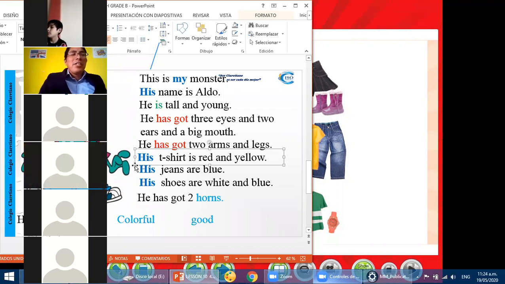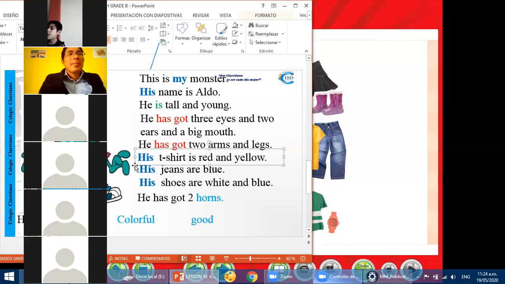Christopher, can you read please your monster? You have a camera? ¿Prendo mi cámara, profe? Yes, if you have camera, show us please the picture of your monster, only the picture. Good, thank you, that's good. Now, read the description, okay? ¿Ya empiezo a leer? Yes.